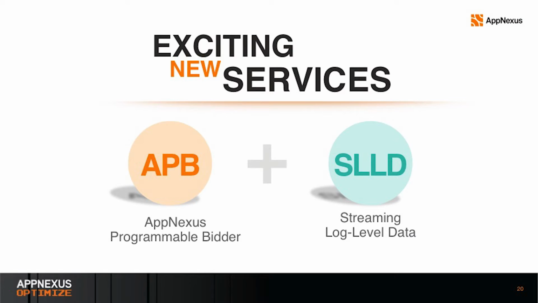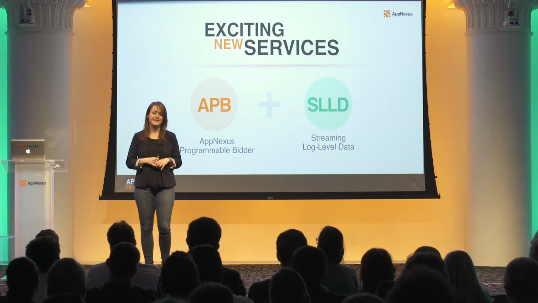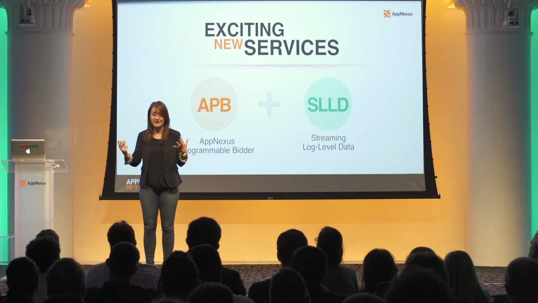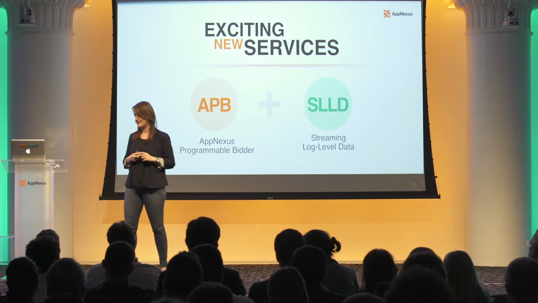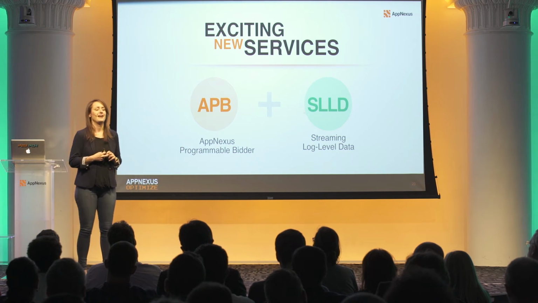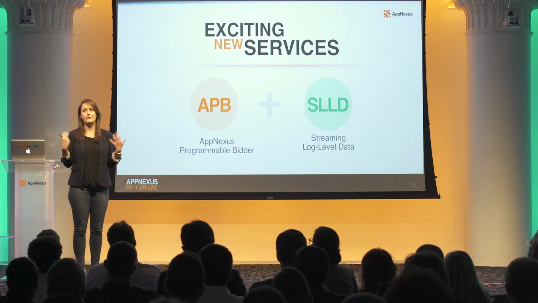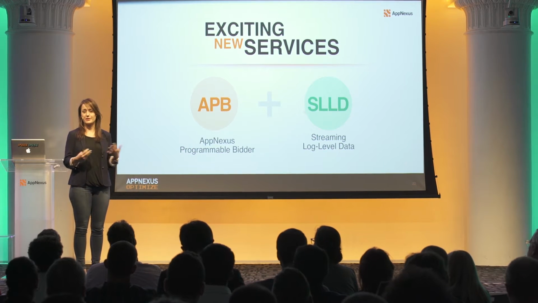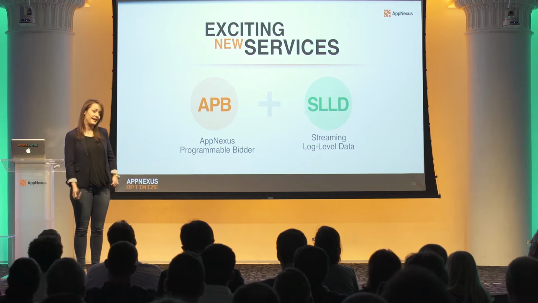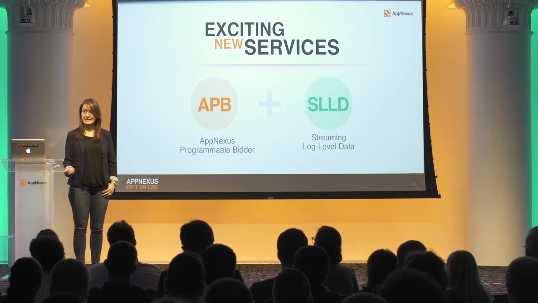For anyone that was in London, there was an announcement of two new exciting services. One was the programmable bidder, which I'll be talking about the most today. But the other one was streaming log-level data, which is real-time access to your event log, which I think anyone who works with log-level data now has been looking forward to. How do I get my data faster and cooler? Throughout the entire summer, I think any engineers that were there were thinking about how do I mash up these two technologies together and what crazy things could I build? And we've started down the path of building at least one of those.